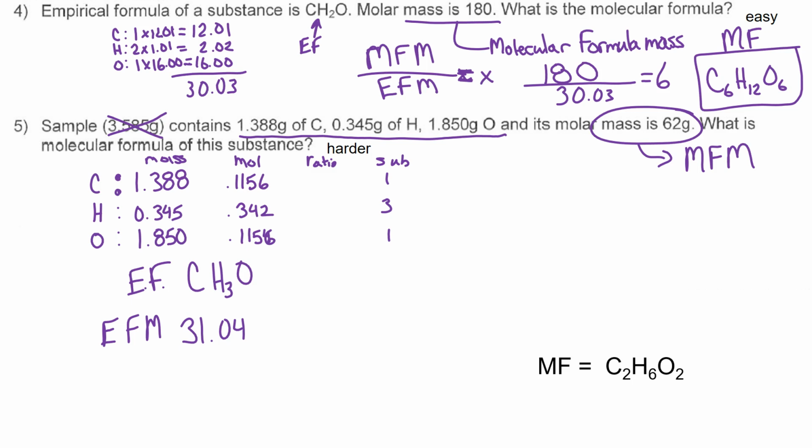All right. Now, so I get an empirical formula mass of 31.04, and I have a molecular formula mass of 62. So 62 by 31, if you want to be picky about it. We're looking for a whole number multiplier. So I'm going to multiply CH3O by 2, so it becomes C2H6O2.